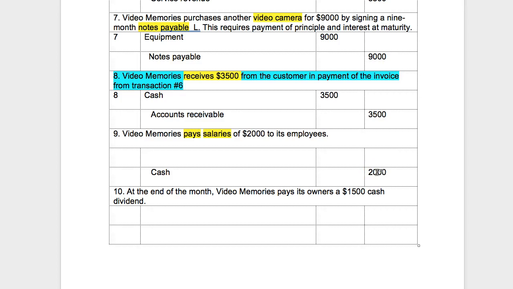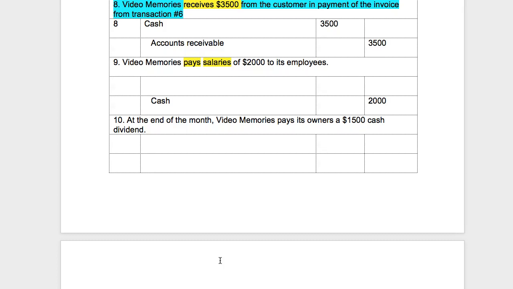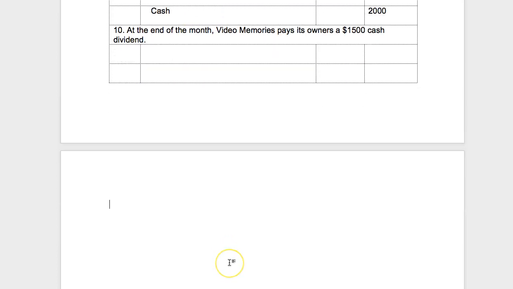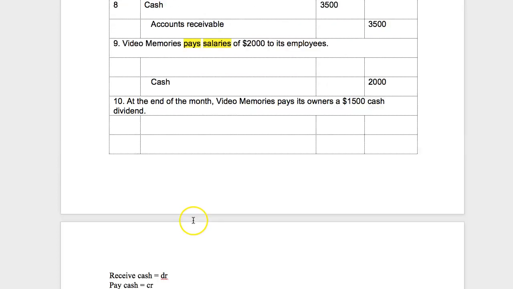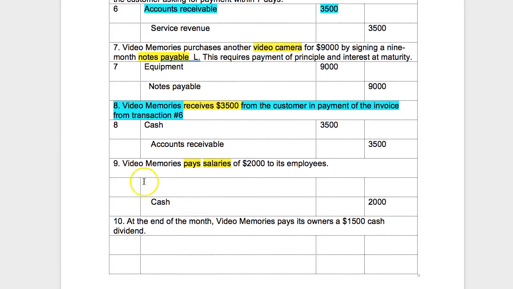And it might help if you just memorize cash because we have a lot of transactions with cash. So what you could memorize, and I'll write it down here, is that every time you receive cash, it will always be a debit. And anytime you pay cash, it will always be a credit. If you memorize that, that would really help you because so many of these journal entries have cash.